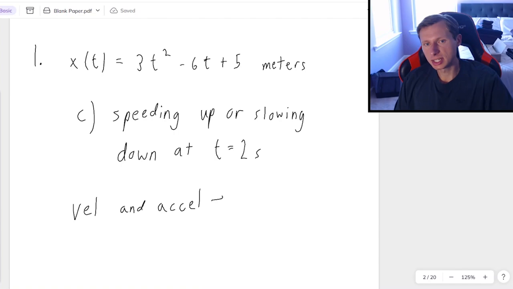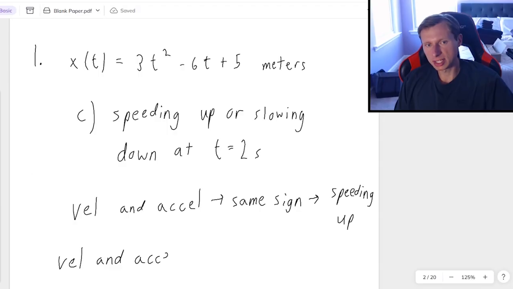If your velocity and acceleration have the same sign, in other words, they're both positive or they're both negative, that's when the object is going to be speeding up. And whenever velocity and acceleration have opposite signs, in other words, one's positive and one's negative, that's when your object is going to be slowing down.